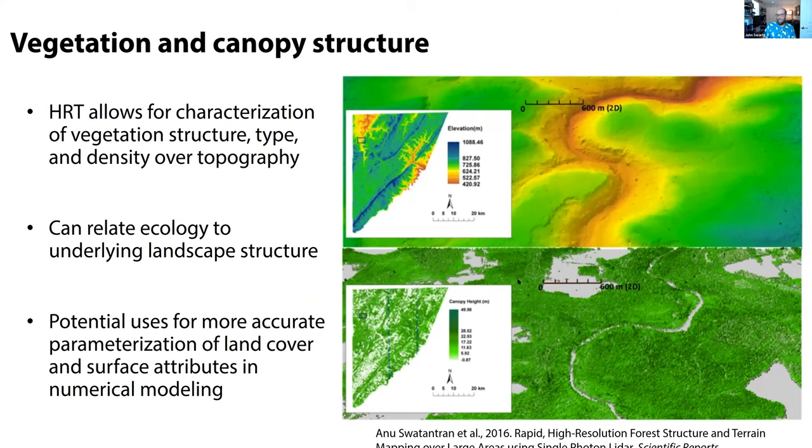So not to neglect what we can get from the vegetation, as I mentioned before, the high resolution topography, specifically the LIDAR, allows for that characterization of the vegetation structure, but also the type and the density. And so we can start using these techniques to relate our landscape structure, like the drainage density of a floodplain or so on, to what kind of ecological systems and biospheres are across the different portions of the landscape.